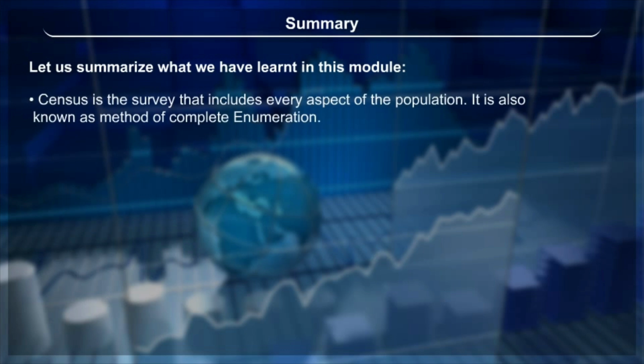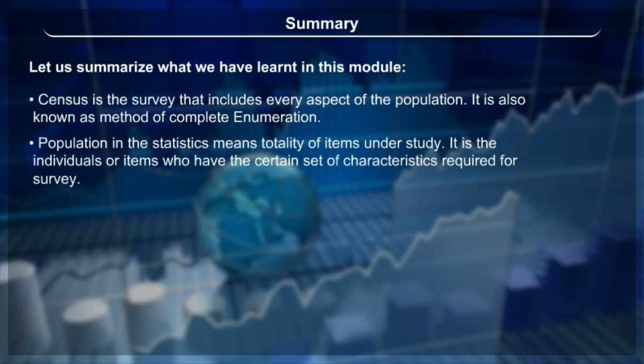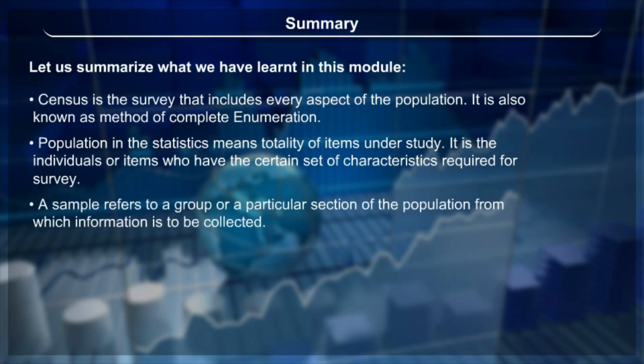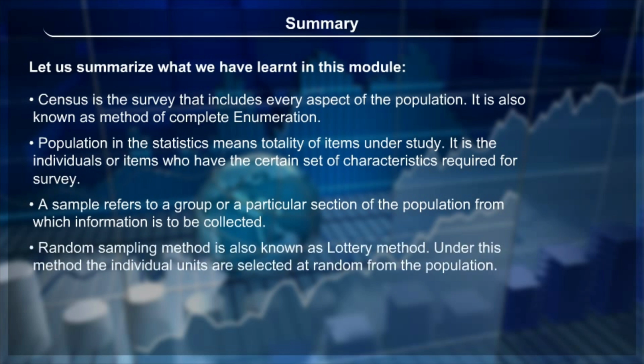Census is the survey that includes every aspect of the population. It is also known as the method of complete enumeration. Population in statistics means totality of items under survey. It is the individuals or items who have the certain set of characteristics required for survey. A sample refers to a group or a particular section of the population from which information is to be collected. Random sampling method is also known as the lottery method. Under this method, the individual units are selected at random from the population.